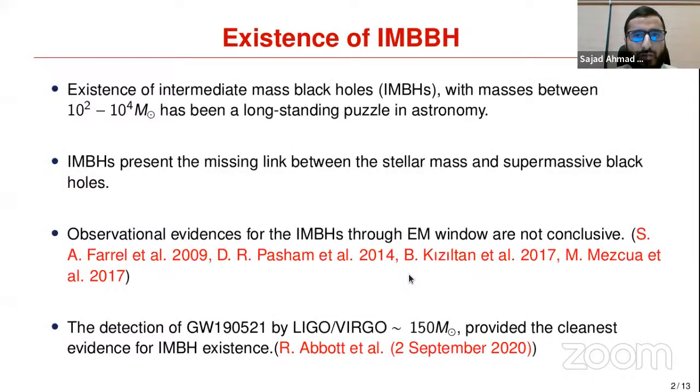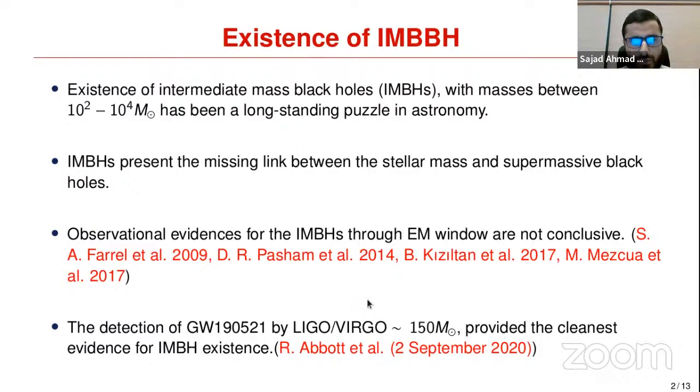Let me introduce. The existence of intermediate mass black holes with masses between 10 to the 2 and 10 to the 4 has been a long-standing puzzle in astronomy. These black holes present a missing link between the stellar mass black holes and the supermassive black holes. We have enough evidence for both the stellar mass black holes and the supermassive black holes, but till recently we didn't have conclusive evidence for the existence of intermediate mass black holes. But recently, the detection of GW190521 by the LIGO-Virgo collaboration, which produced a remnant of 150 solar mass, provides the cleanest signature for the existence of intermediate mass black holes.